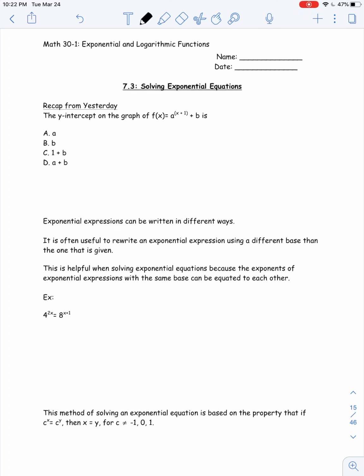Hey Math 30-1 students, we're looking at 7.3, solving exponential equations.